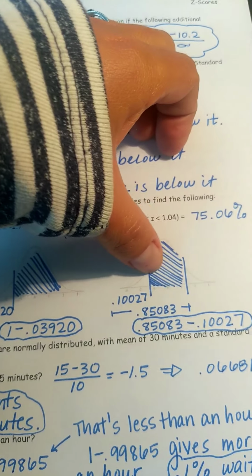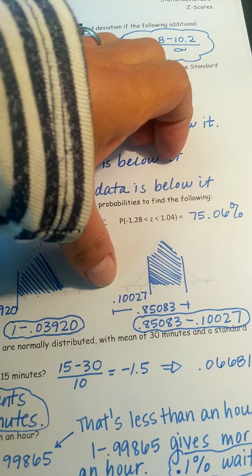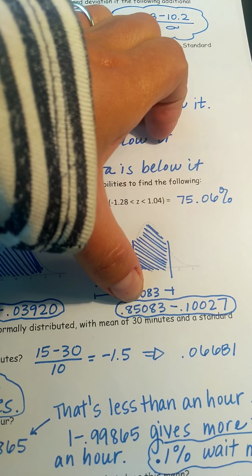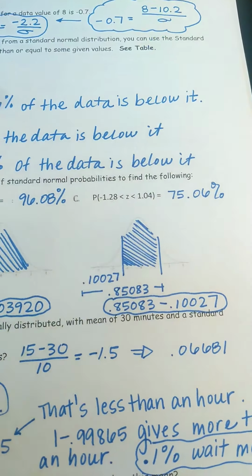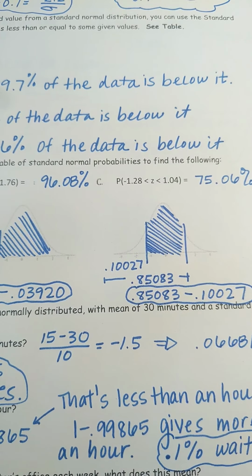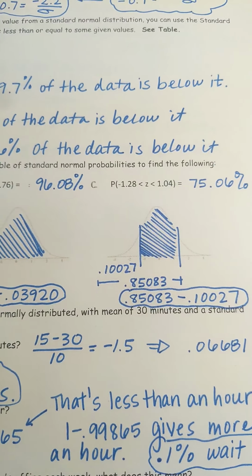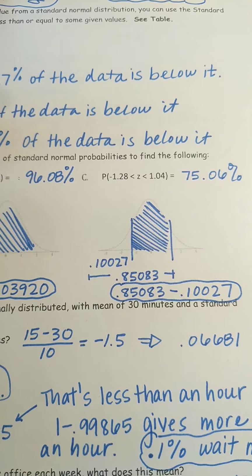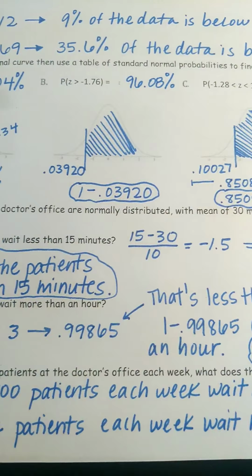So if I want just the shaded region, I'm going to take the whole thing and subtract this. And so I do that, 0.8503 minus that, and I end up getting that 75.06% of the data would be between those. Okay. All right, so you have some problems like that. Go back and listen to this again if you need, or Zoom and ask me for help.